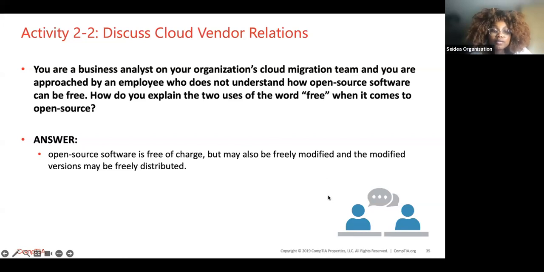Open source software is free of charge, but the keyword is modified. So freely modified, and modified versions can be freely distributed. So I will look at the answer in two things: freely modified and freely distributed. And it's a great way to understand it.